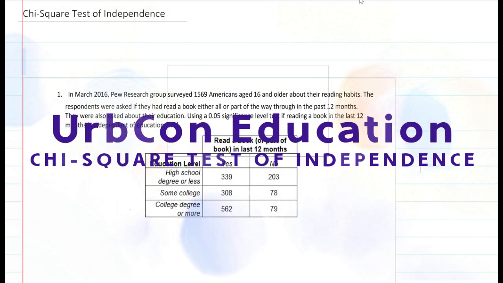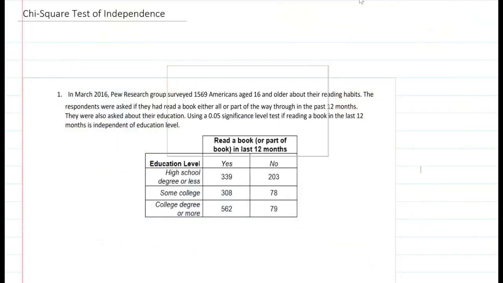Today's mini lecture is going to be on the chi-square test of independence. So what is that? The chi-square test of independence is used to determine if there is a significant relationship between two categorical, or you could say nominal, variables. All right, let's get into our first example.